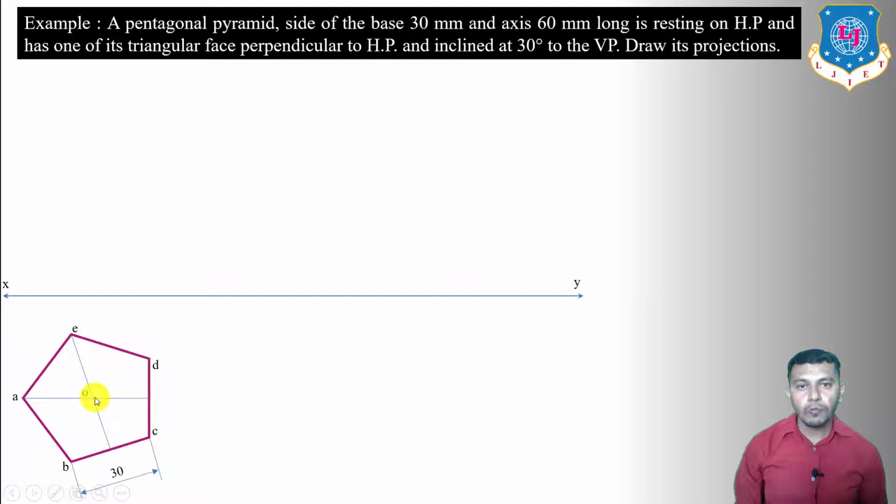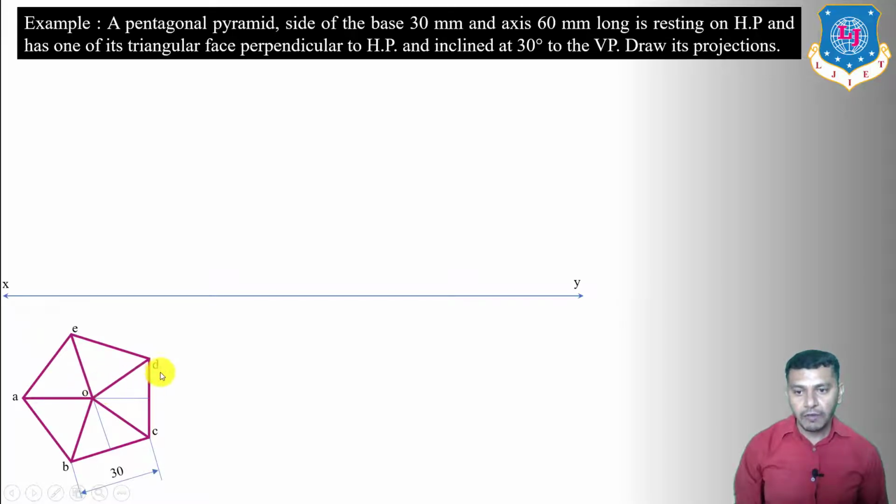Now we have to draw the top view of the slant edges. For that we have to connect O to A, B, C, D, E, the base corners. So connect O to A, O to B, O to C, O to D, and O to E. These are the top view of the slant edges.